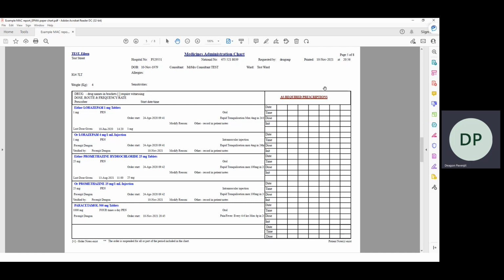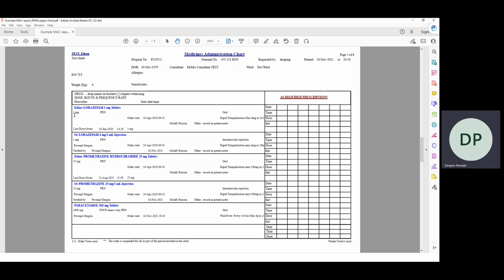The next section moves on to as required prescriptions. So PRNs, this is where all the PRN medicines for the patient will be listed. Where there are either or protocols, you can see that is clearly stated. In this example, either lorazepam 1 mg tablets or lorazepam 4 mg in 1 ml injection.